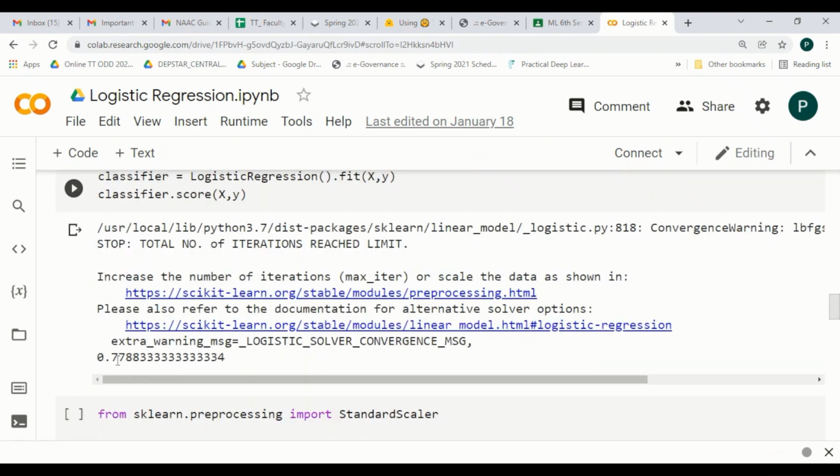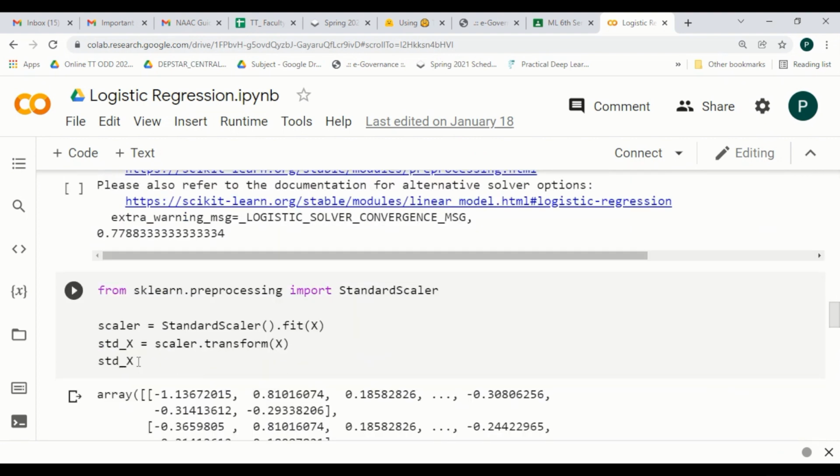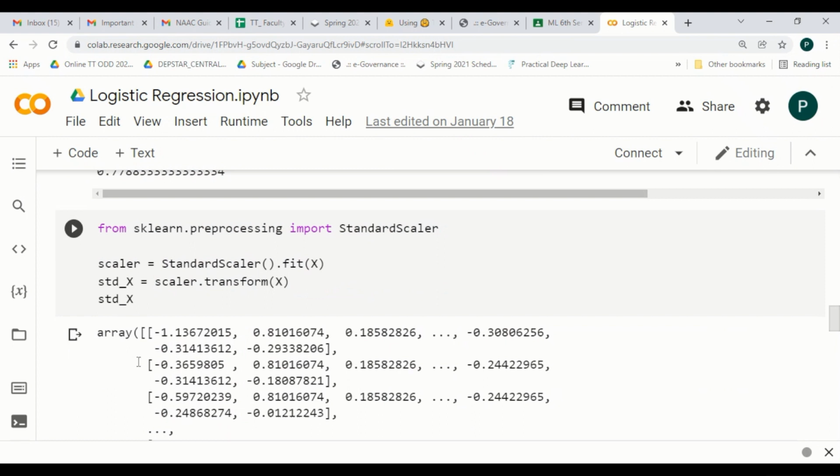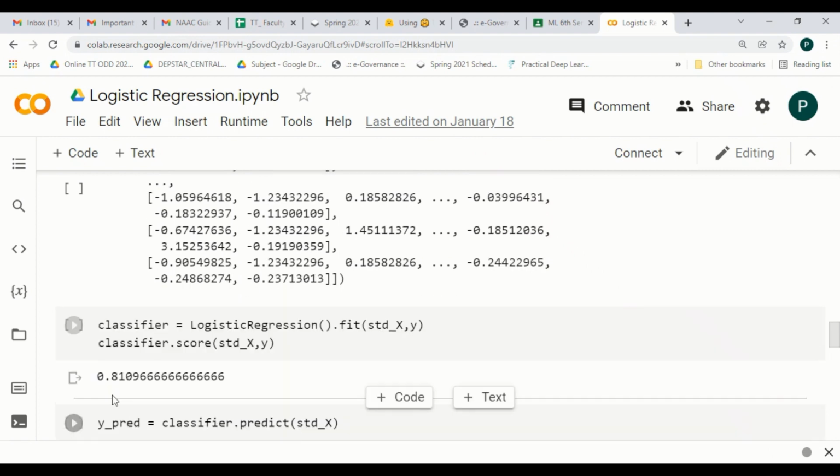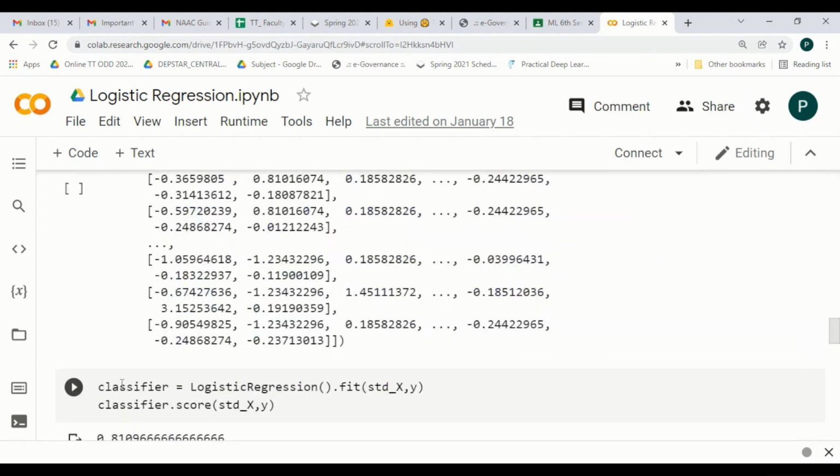Previously it was 77.88%. So I did the same thing, which is classifier equals logistic regression dot fit. Instead of X and Y, I said standardized X and Y. So the accuracy improved by 4%.